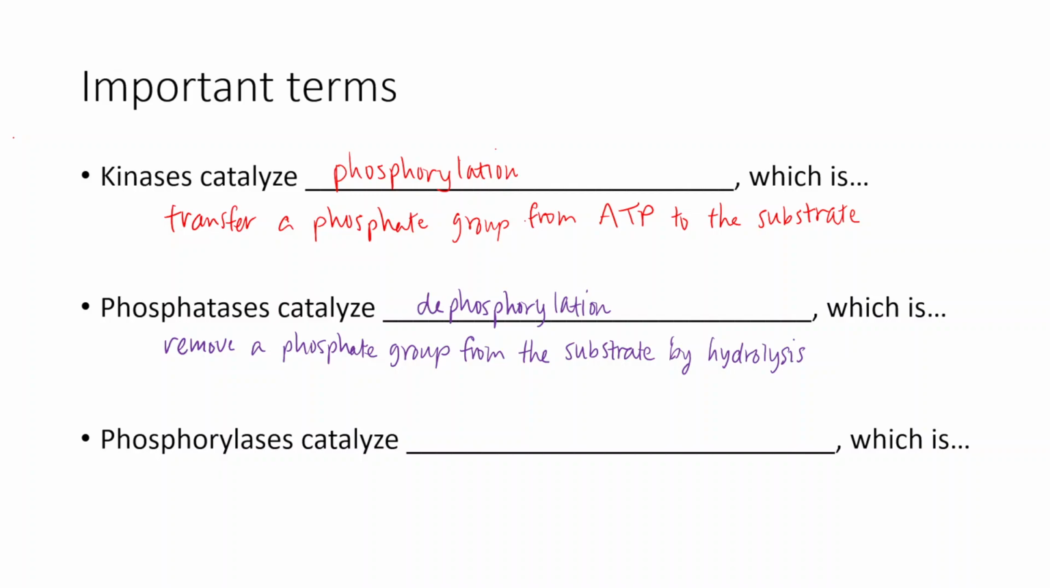Okay, so that brings us to phosphorylases. What kind of reaction do they catalyze? That's what kinases do, they do phosphorylation. Phosphorylases, I know they have the word phosphoryl in there, so you'd think they would do phosphorylation, but they don't, which is why we're going over this. Phosphorylasis.